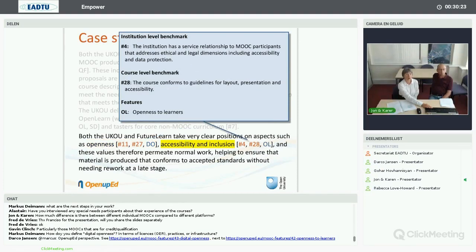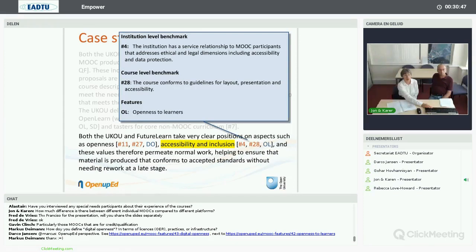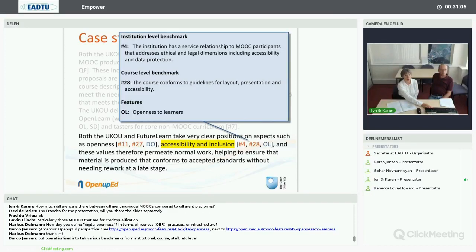And then moving on, we have a slightly different example here, which is more related to accessibility and inclusiveness, such as was spoken about by Paco just now. So we have a benchmark to do with the institutional level, which is around dealing with all the ethical and legal aspects of the course, well, all the courses from that institution properly. And then looking at the individual course level, benchmark number 28 is again concerned with accessibility and layout and presentation, which would be suitable for all learners, regardless of their capabilities. And that's summarized in the OpenupEd feature, which is called Openness to Learners.